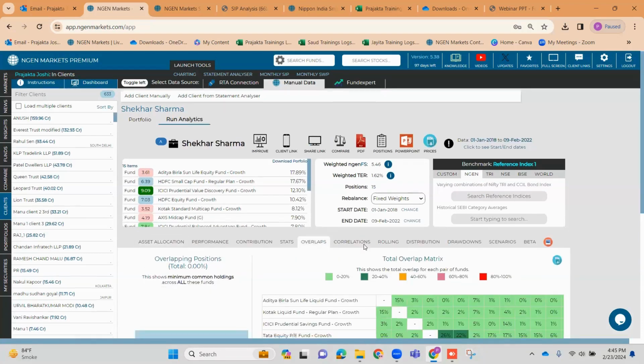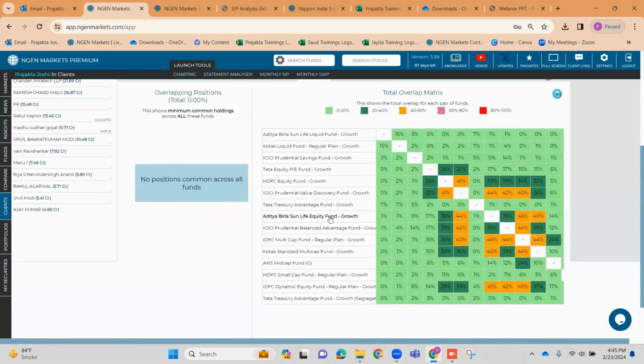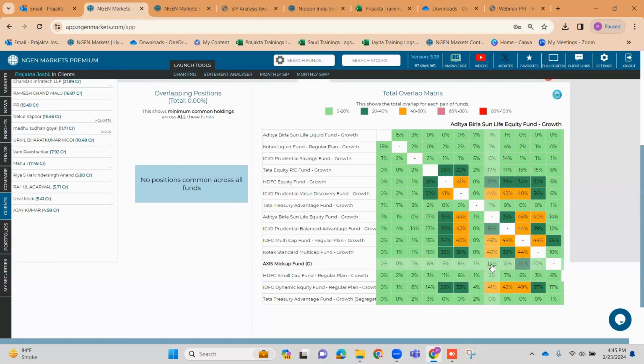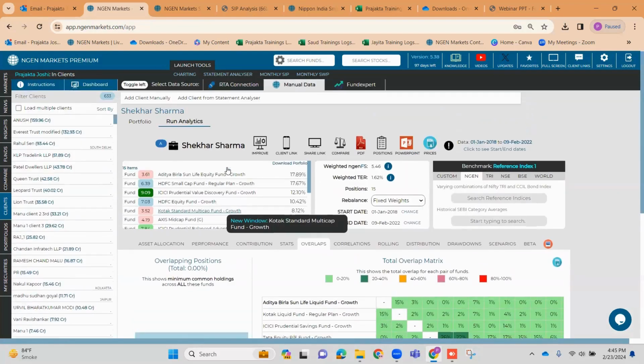And then move on to the overlaps tab. So you will have that one change that you've just incorporated in terms of Axis Midcap right here. So you can check overlaps. That's possible.